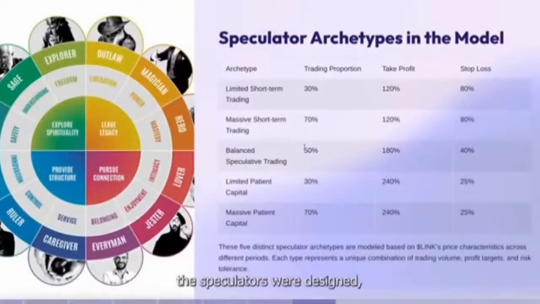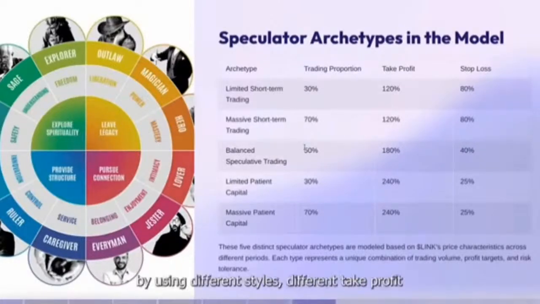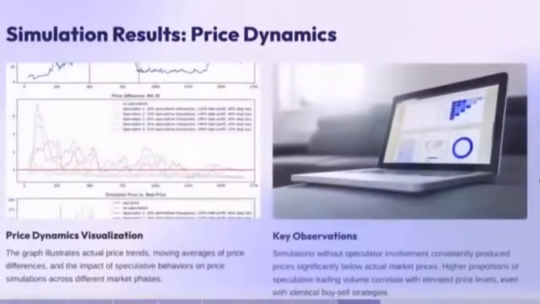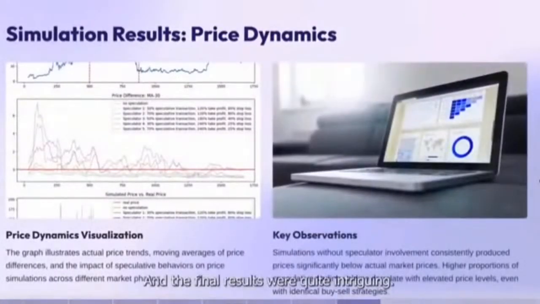We used historical data and different speculator archetypes. Going back to the way the speculators were designed, we decided to have 5 different types that trade using different styles, different take profit thresholds, and different stop loss thresholds. Again, all these are behaviors that you can also observe in real crypto markets. And the final results were quite intriguing. In the next slide, I'm going to show you the full graph.